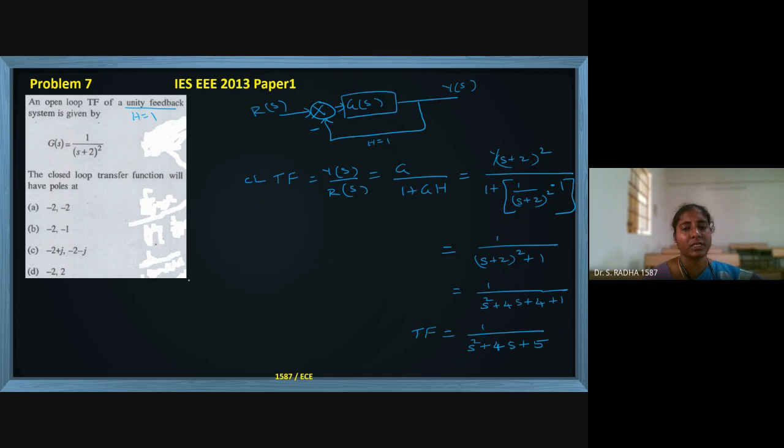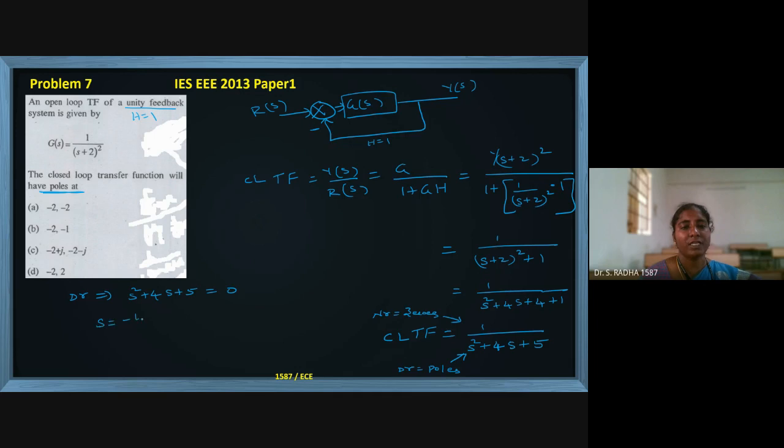What they are asking: the closed loop transfer function will have poles and zeros. Numerator will give zeros. Denominator will give poles. They are asking where the poles in the closed loop transfer function will be. So take the denominator, equate it to 0, find the factors.